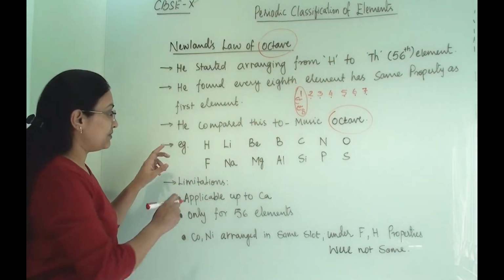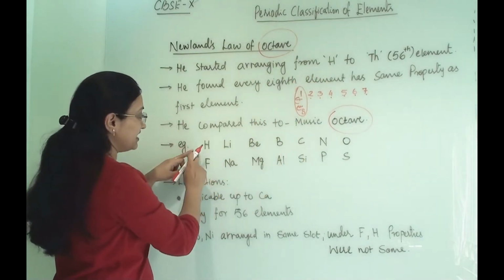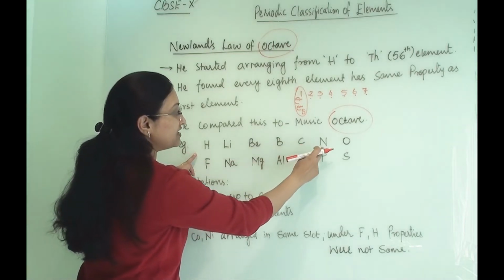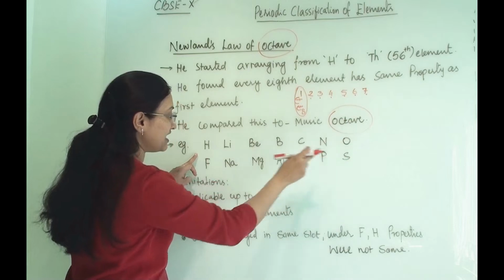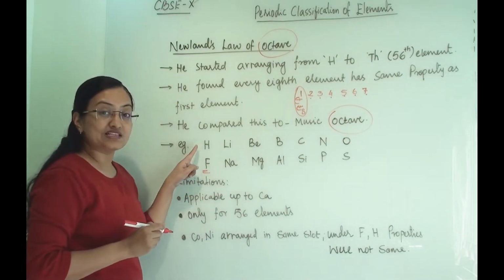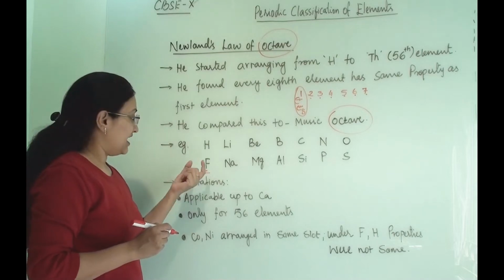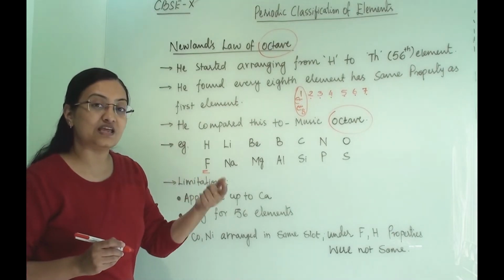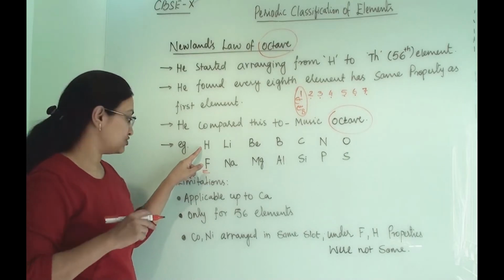Now for example, he arranged like this: hydrogen, lithium, beryllium, boron, carbon, nitrogen and oxygen. After that, the 8th element, fluorine, he placed below hydrogen, and he found out that the 8th element possesses the same property as the first one.